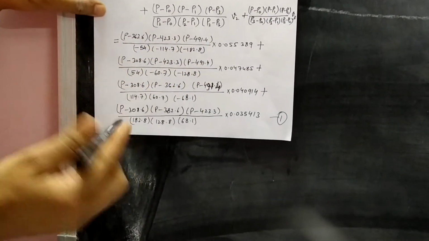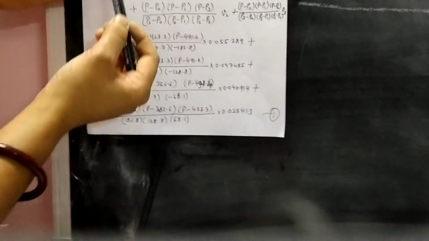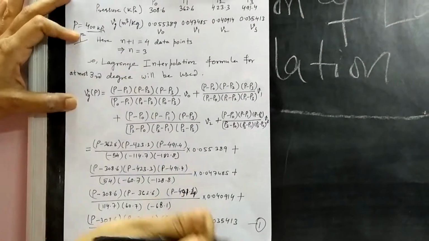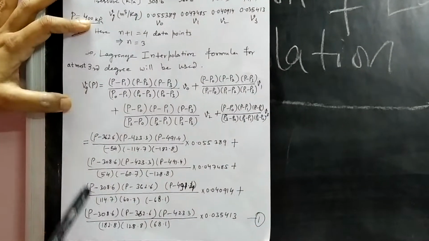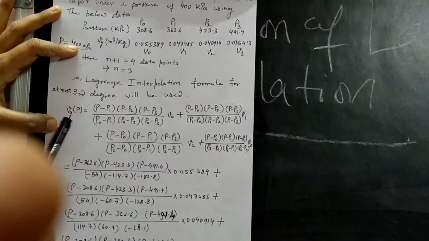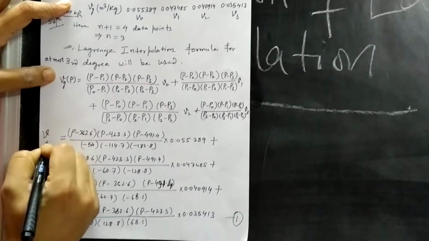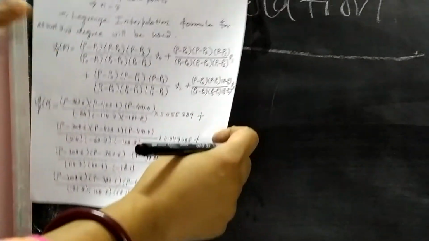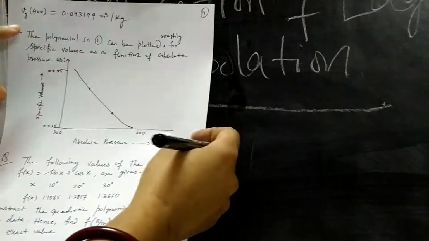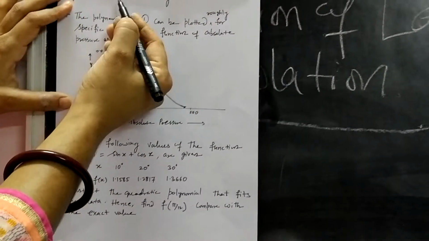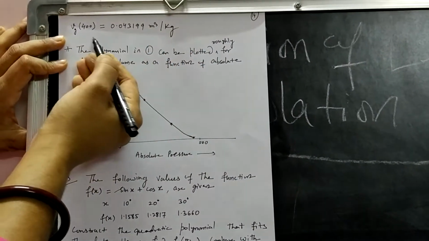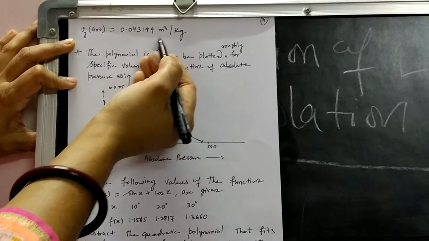Now in this formula, we have to find out the specific volume at P equal to 400 kPa. So in the next step, we will substitute the value of P. This is nothing but Vg(P). We substitute P equal to 400 on both sides and simplify it. After simplifying we will obtain Vg(400) is equal to this value. This is a simple calculation; using a calculator you can solve this and identify this value.